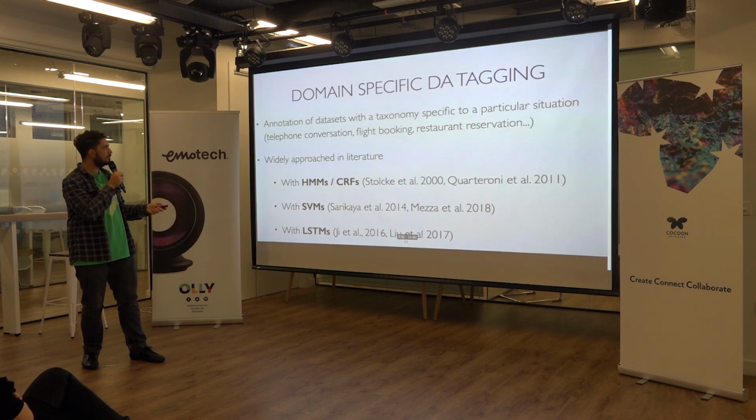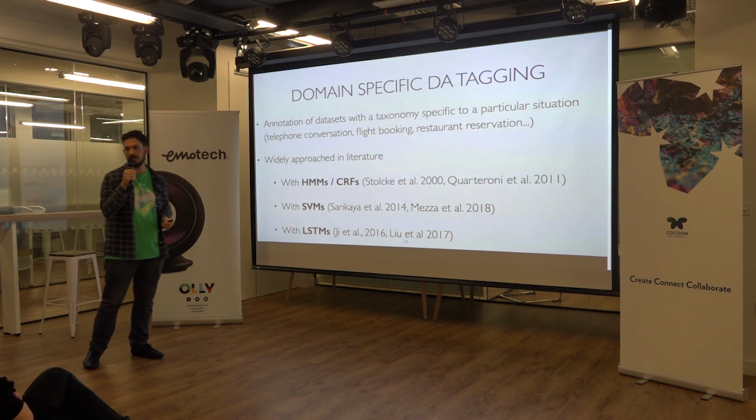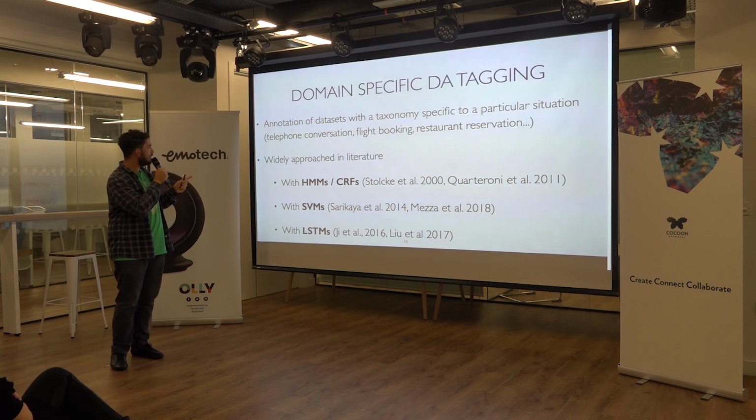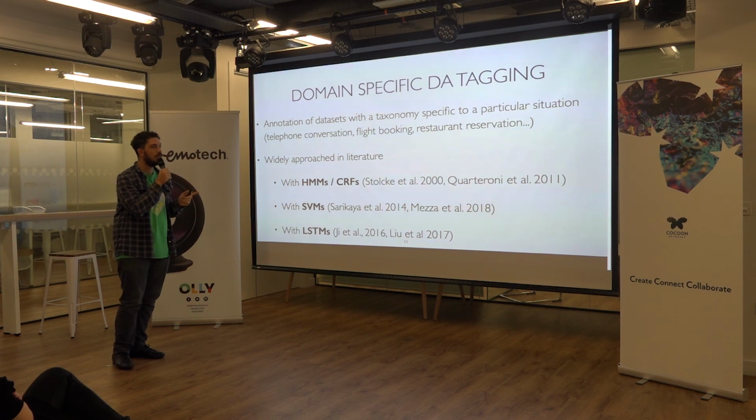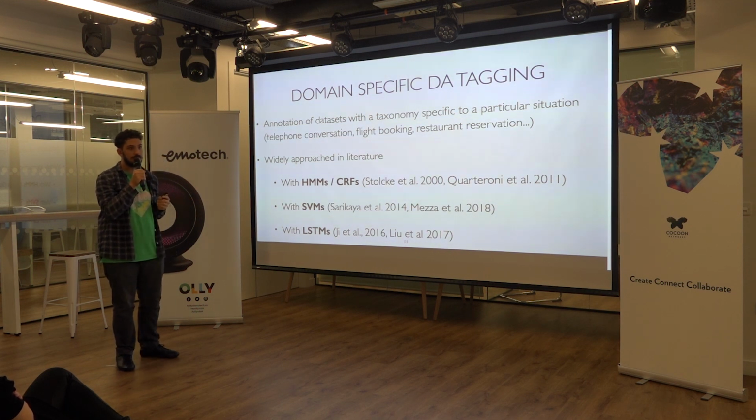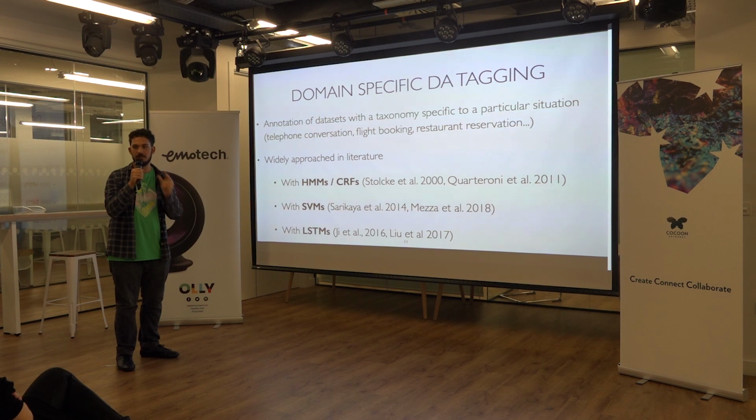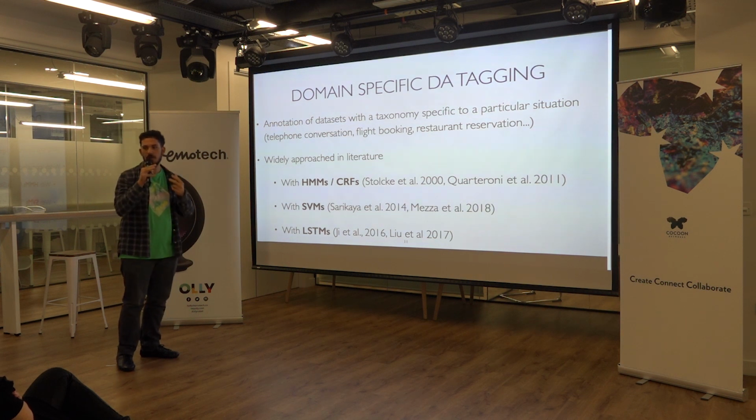Now how to do that? This all depends on the application. Traditionally, dialogue act annotation has been done in scenarios which are called domain specific. So the idea is that the system you're trying to build has a predetermined domain. For example, restaurant reservation, flight booking, something that you already know in advance.